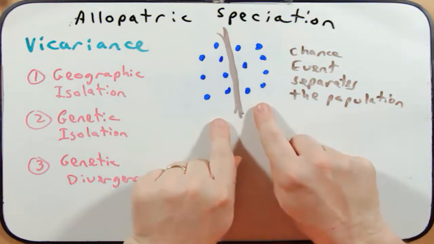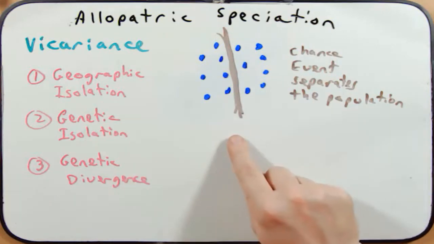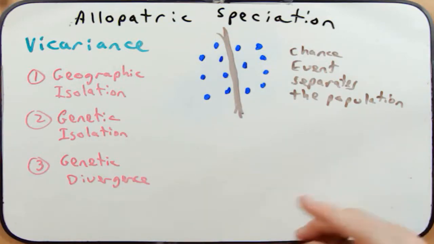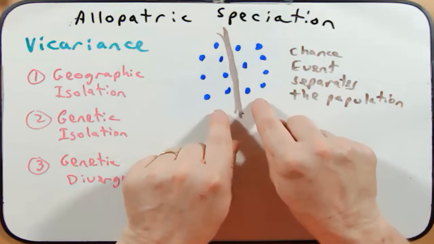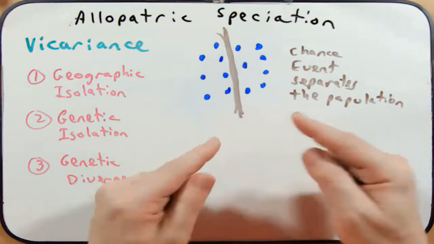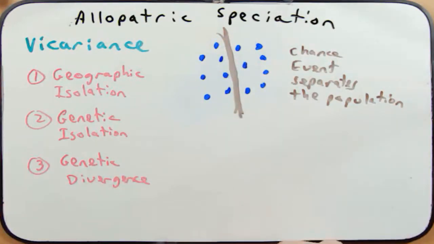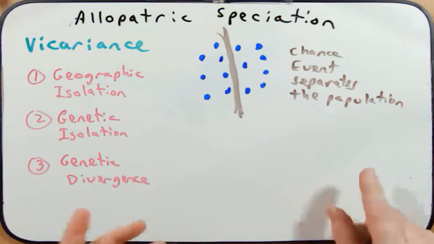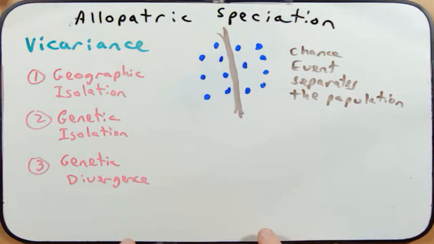Now, since these two populations are on either side of this geographic event that happened, maybe, like I said, a mountain formed, these two populations now are not going to be able to easily breed with each other. And as a result, they will become genetically isolated from each other. They're in different habitats now. Again, it's a reproductive isolating mechanism. Now, over time, genetic divergences in these two populations can take place.